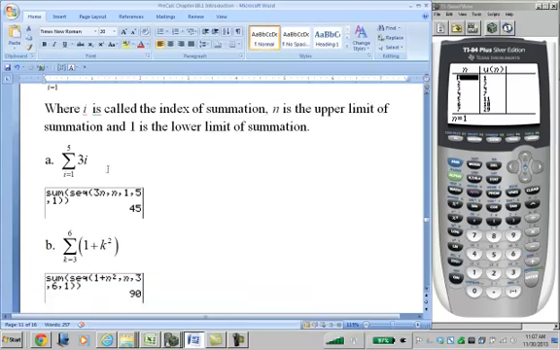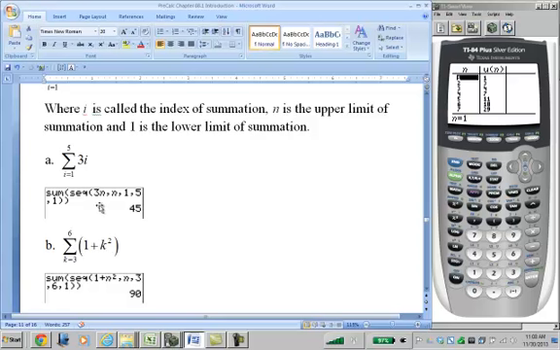I equals 1, 3i, and n equals 5. So what are we doing? We're going to take 3 times 1 plus 3 times 2 plus 3 times 3 plus 3 times 4 plus 3 times 5, add them all together. Okay?